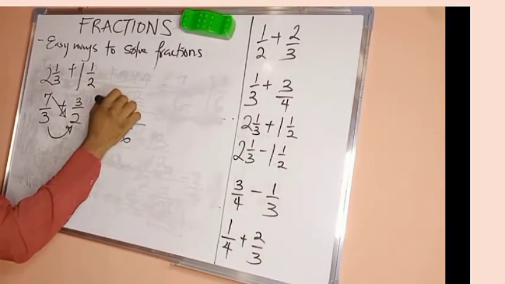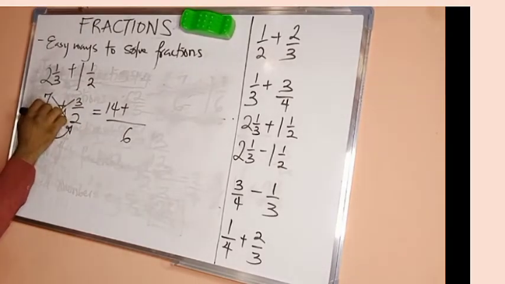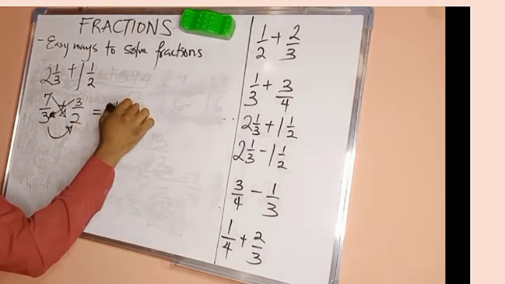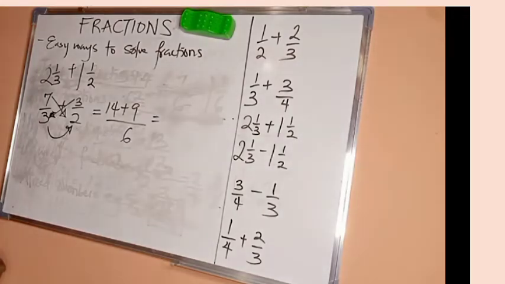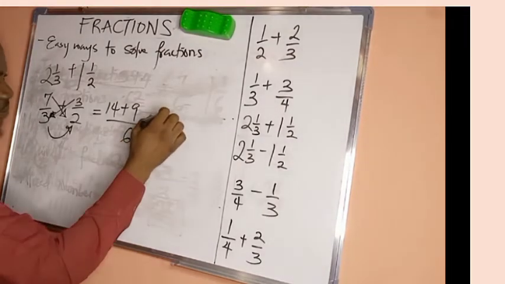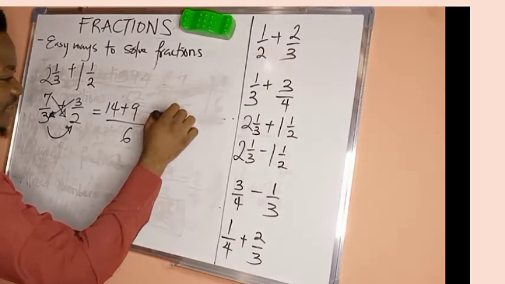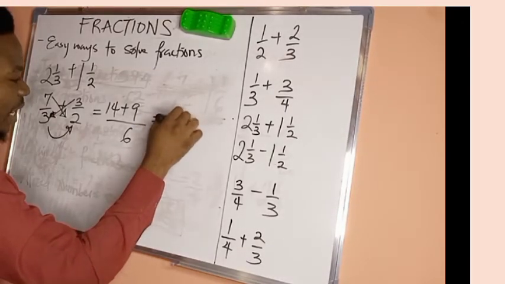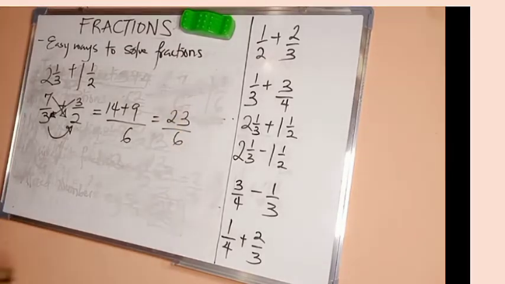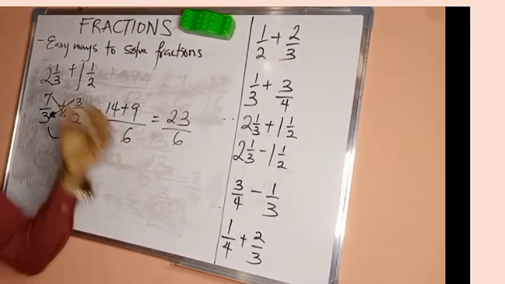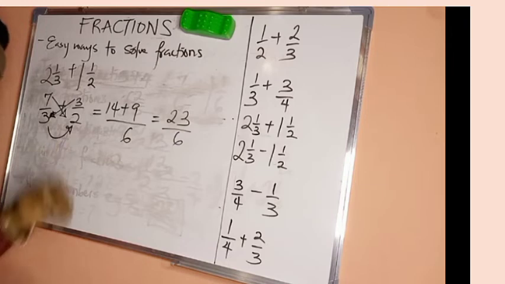Now we multiply this first. That's 14 plus multiply this, right? That's 9. So when you add up, you get what? 14 plus 9. That's what? Right, that would be 23 over 6, right? Okay, we can put this in mixed number, right? So that will give you what?